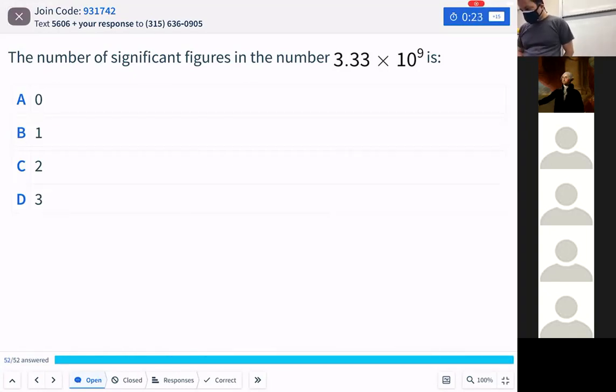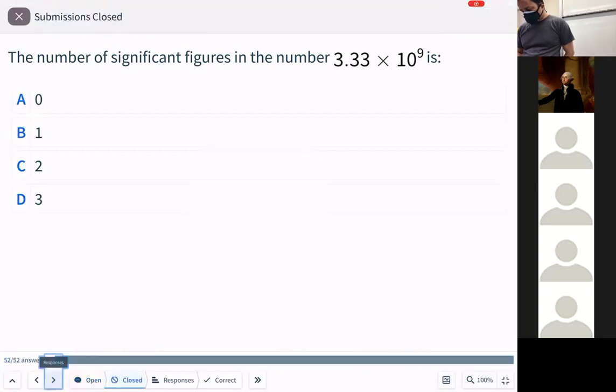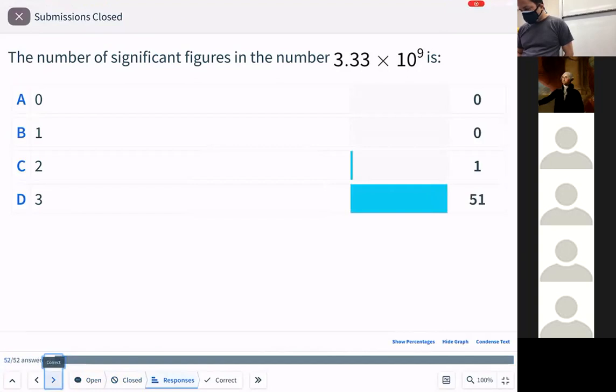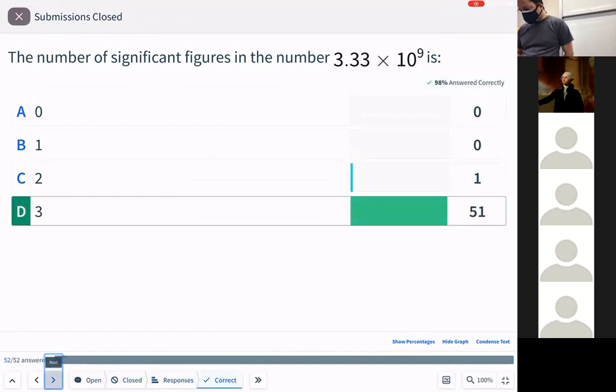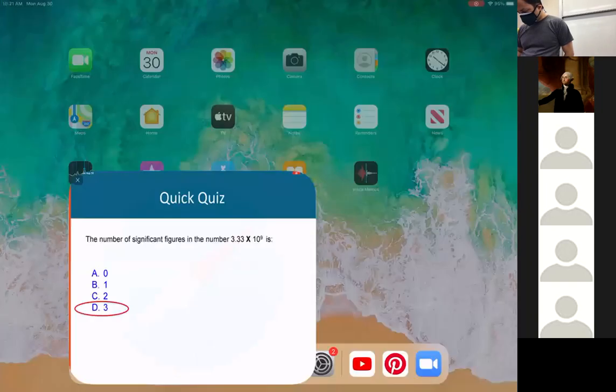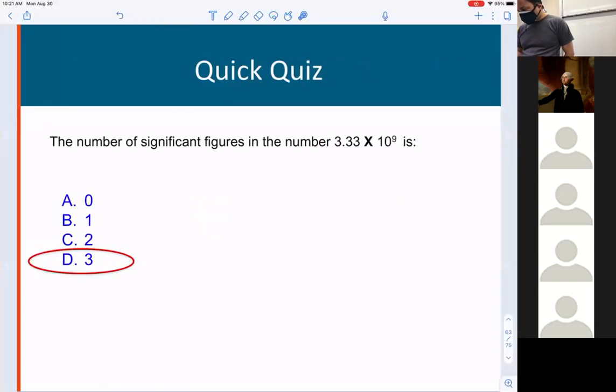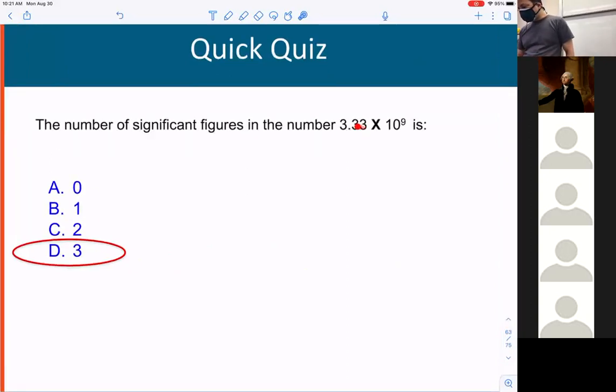Oh, looks like everyone got it. So let me just go ahead and see what you got. And 3 is indeed the correct answer. And again, the logic here is, well, there are 3 non-zero digits. Every non-zero digit is a significant figure.